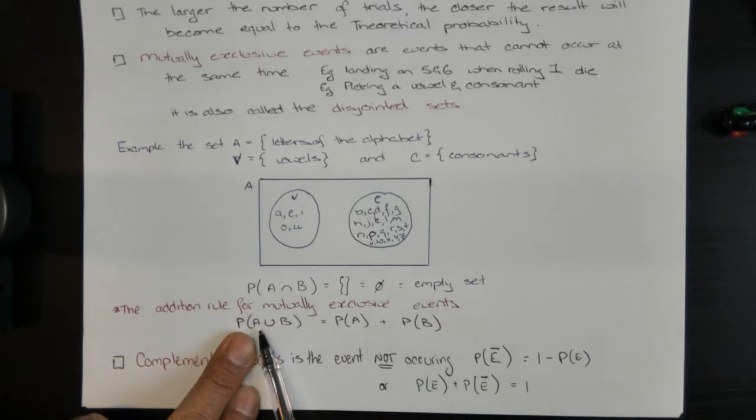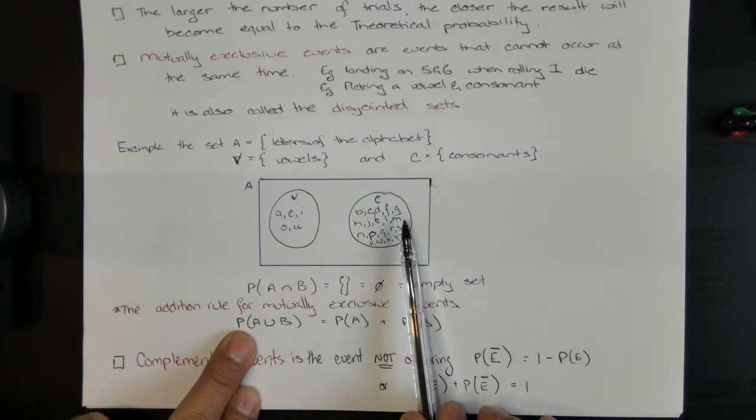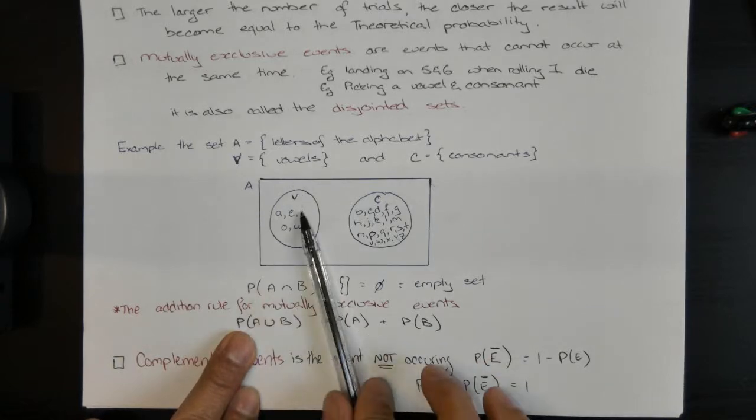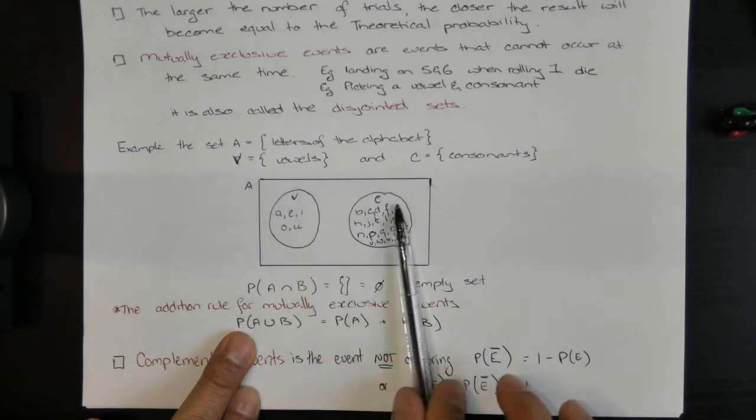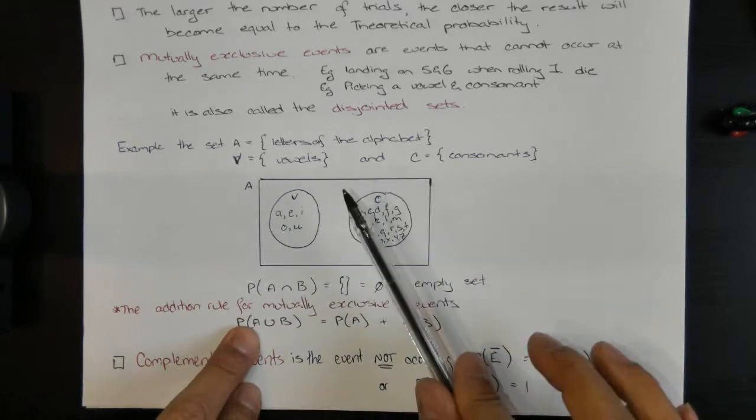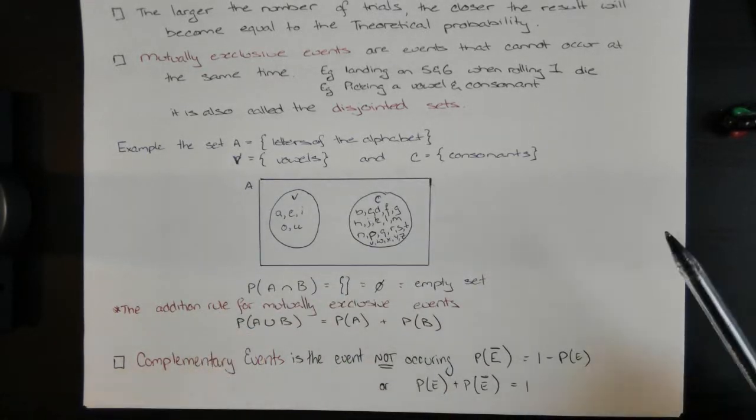Okay. The addition rule for mutually exclusive events. If I wanted the probability of the union of A or B, that's the probability of A occurring plus the probability of B occurring. Because if I add those two together, I should get a probability of one, the probability of something occurring.